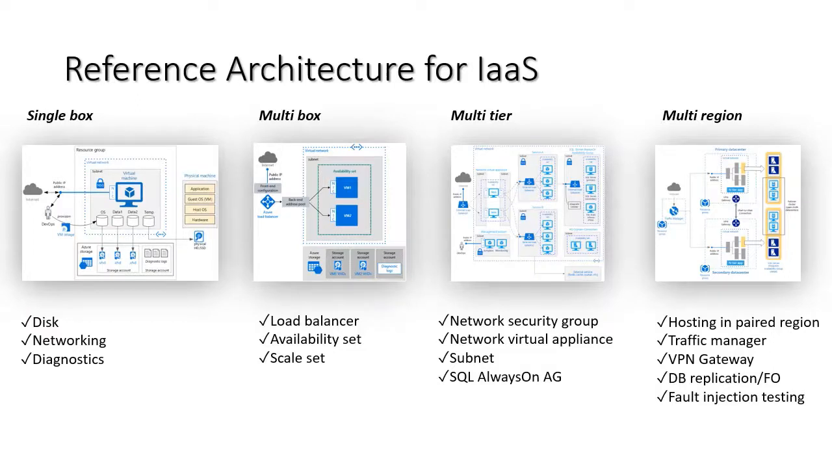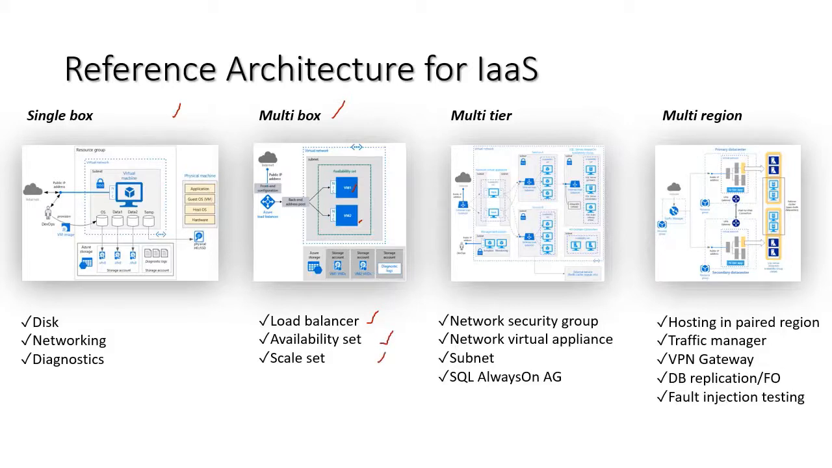Here's a reference architecture for IaaS. You can see examples, for example, of a single box IaaS, wherein you have disk, networking, and diagnostics involved, multi-virtual machine IaaS infrastructure, multi-tier IaaS infrastructure, and also multi-region infrastructure. As you move along from left to right, you will notice that you will need more and more services. For example, if you move from single box to multi-box, because your application is now deployed across two different virtual machines, you will then need to use a load balancer. You will have to configure your applications on top of what is called an availability set or a scale set.